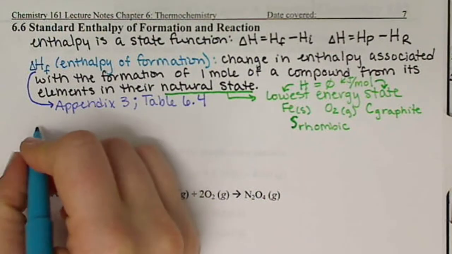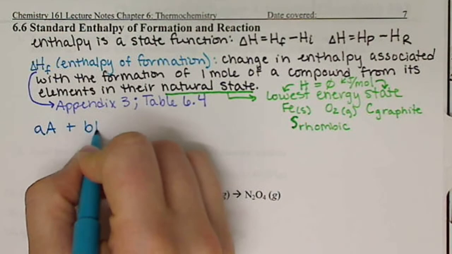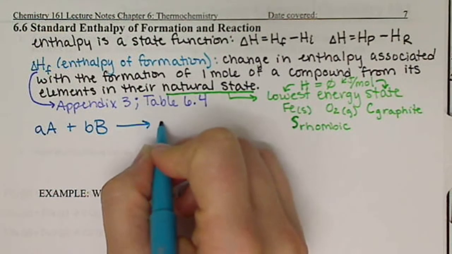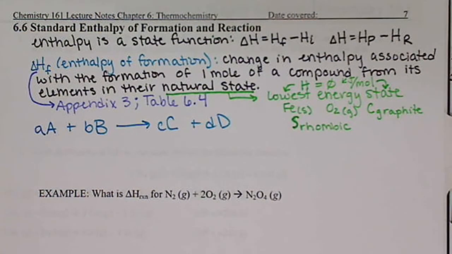So if we take a generic equation where the lowercase letters are the coefficients, the capital letters are the chemical components.